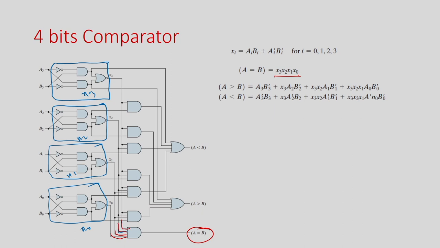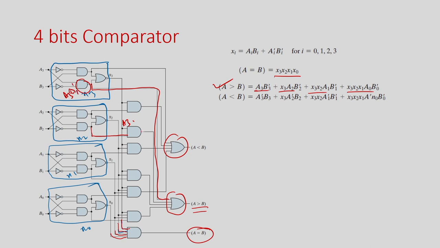And similarly, I will just AND the other product terms, and I will just do an OR here, right, to get A greater than B and A less than B. For example, for A greater than B, let me explain this computation. In this case, the first output is coming from this, right? So this is basically A3 B3 bar, right? So this is what is getting computed.